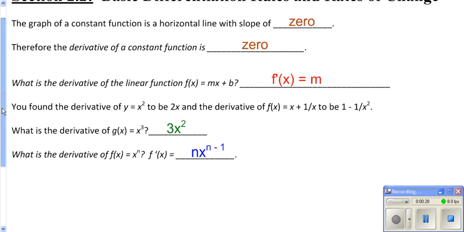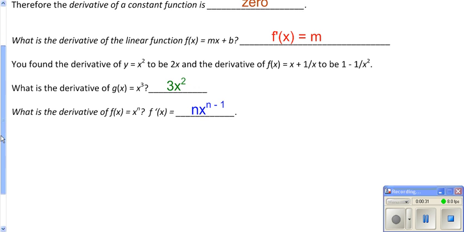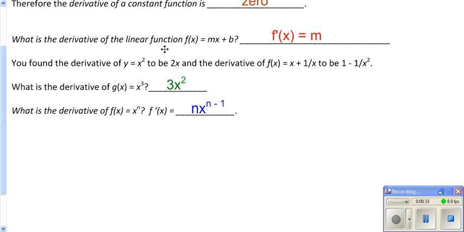When we scroll down here and we look at the next one, what is the derivative of our linear function? Well, you know that your derivative is slope, and the slope of a linear function, you know it's just m. So your derivative, f prime of x, is just m.